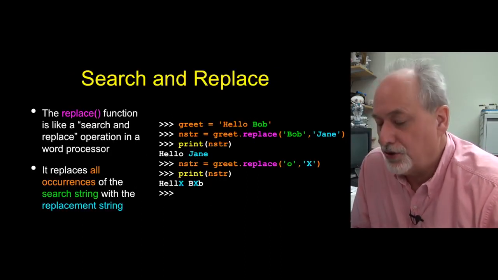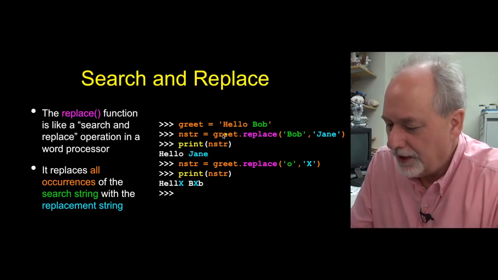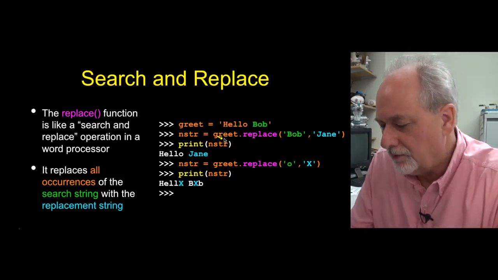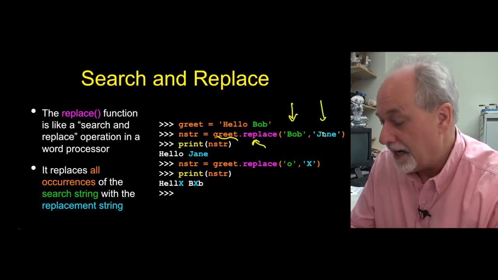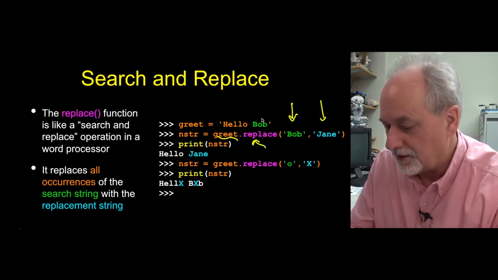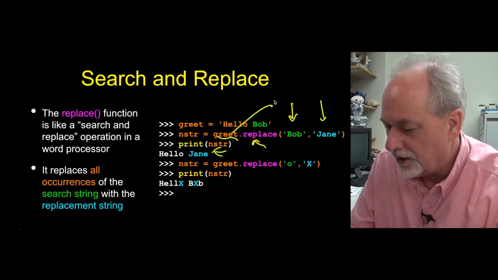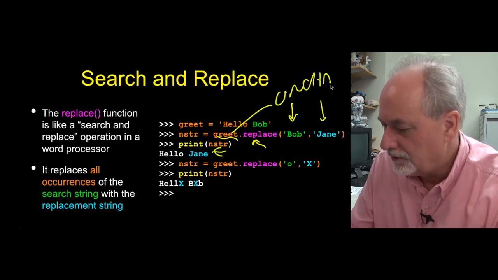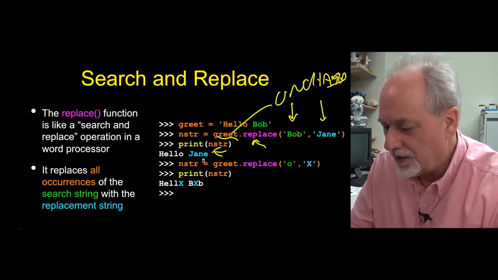Search and replace is super useful, super duper useful. And it's pretty clean. Here we have a string and we use the replace method. In this case, we're passing in the old and the new: Bob, replace all Bobs with Janes. And so that takes this Hello Bob and turns it to Hello Jane. Again, greet is unchanged.